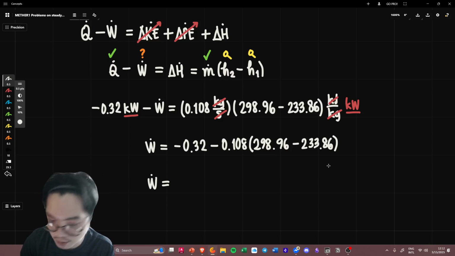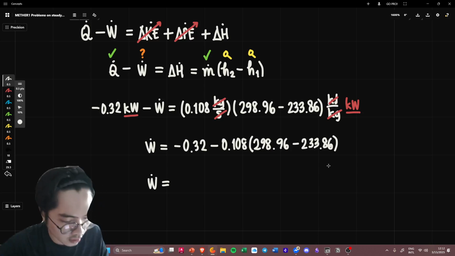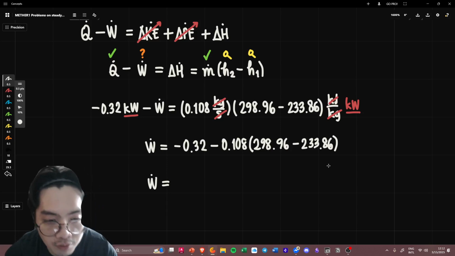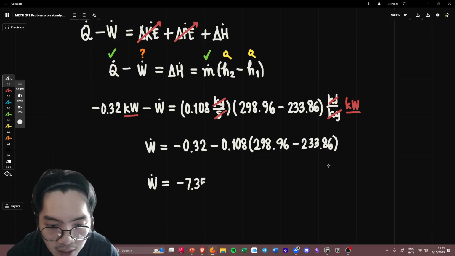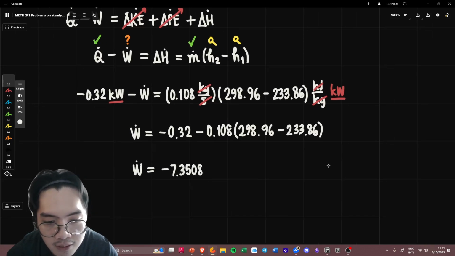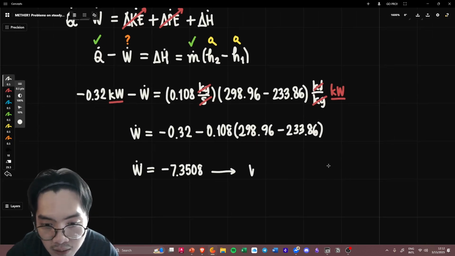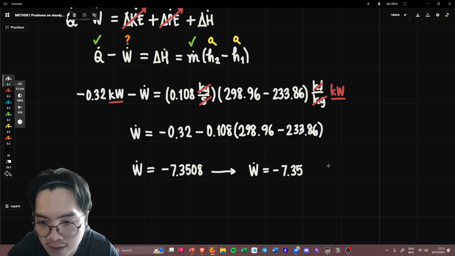Negative 0.32 minus 0.108 times 298.96 minus 233.86. That gives us a total of negative 7.3508. Let's just simplify that to 2 decimal places. That gives us negative 7.35 kilowatts. This is our answer.